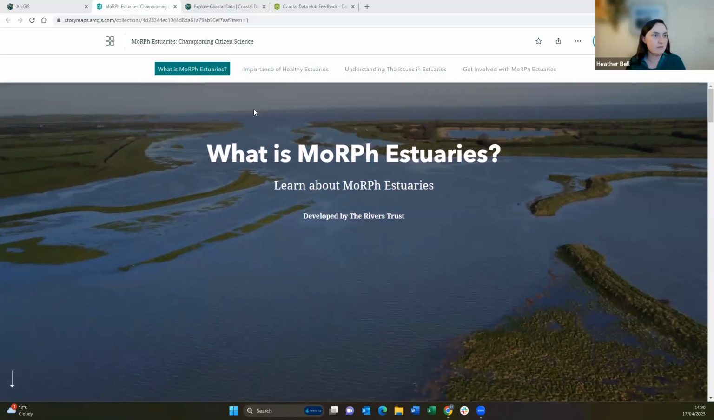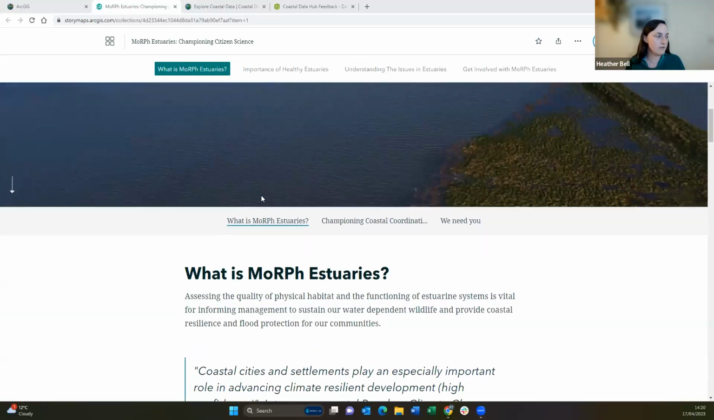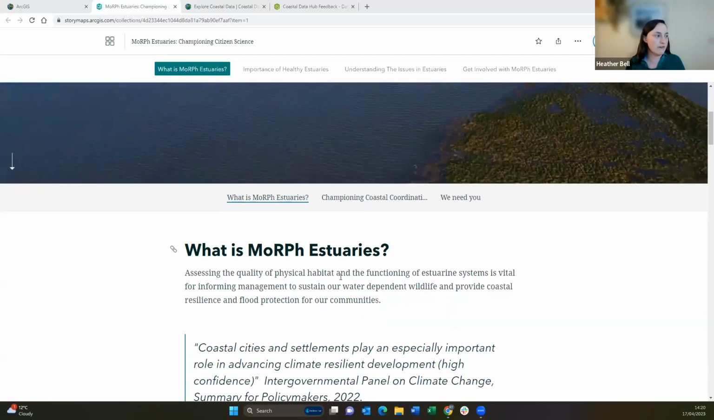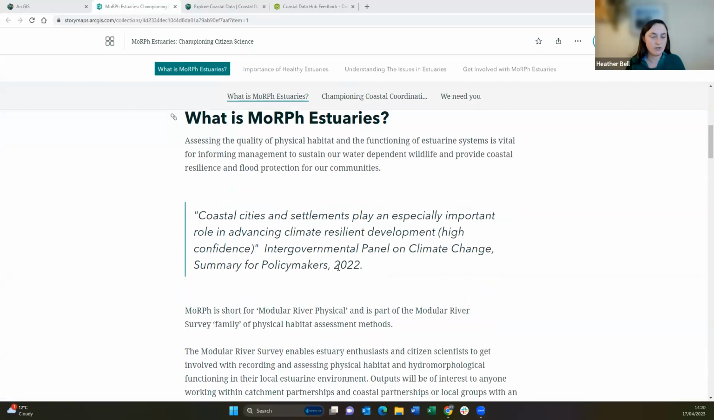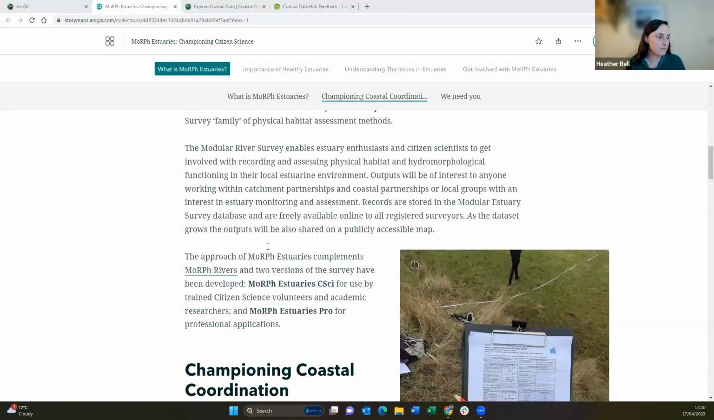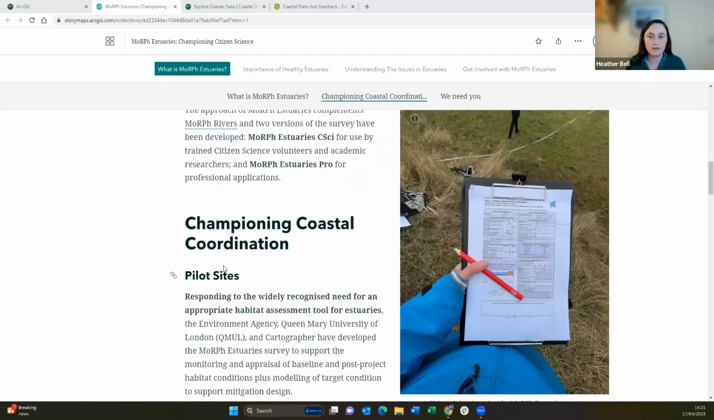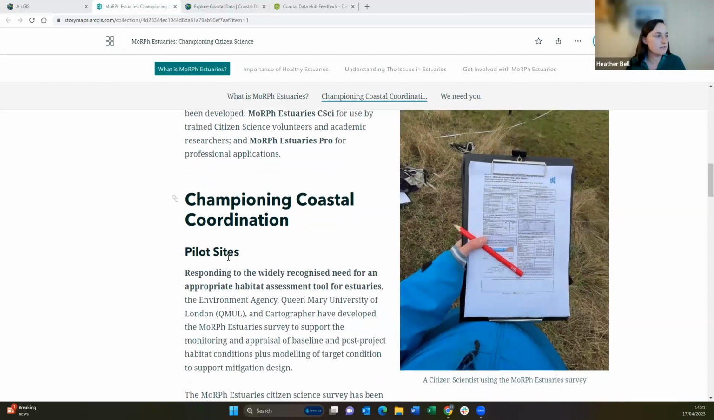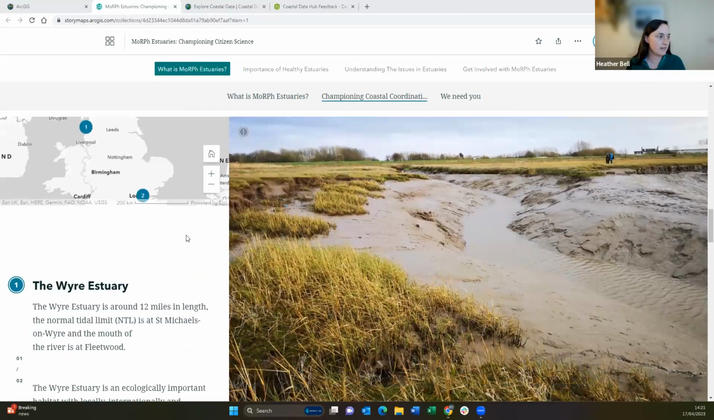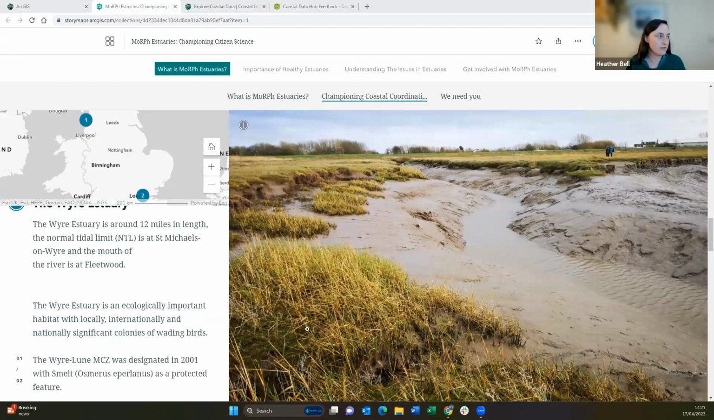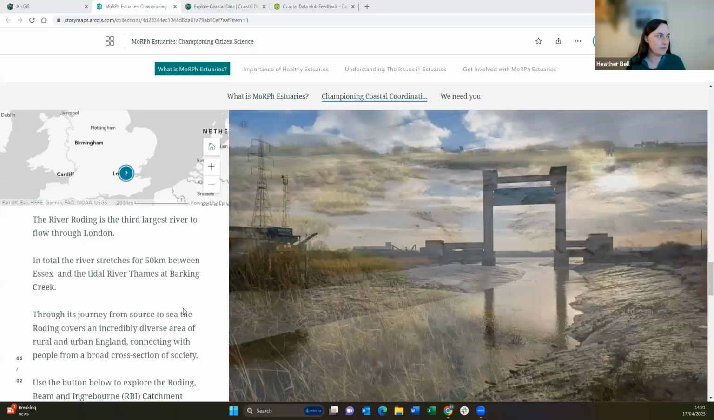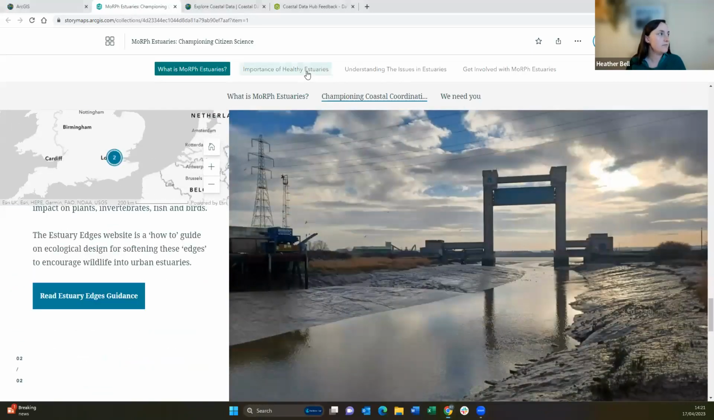So the first tab, if we go through, is just an overview about what MoRPh estuaries is. And I know Geraldine just gave us a really good background to this as well. So there's some more information here. And it also discusses the pilot sites that we did last year as part of that project, and gives a quick tour of some of these sites that were discussed by Geraldine.